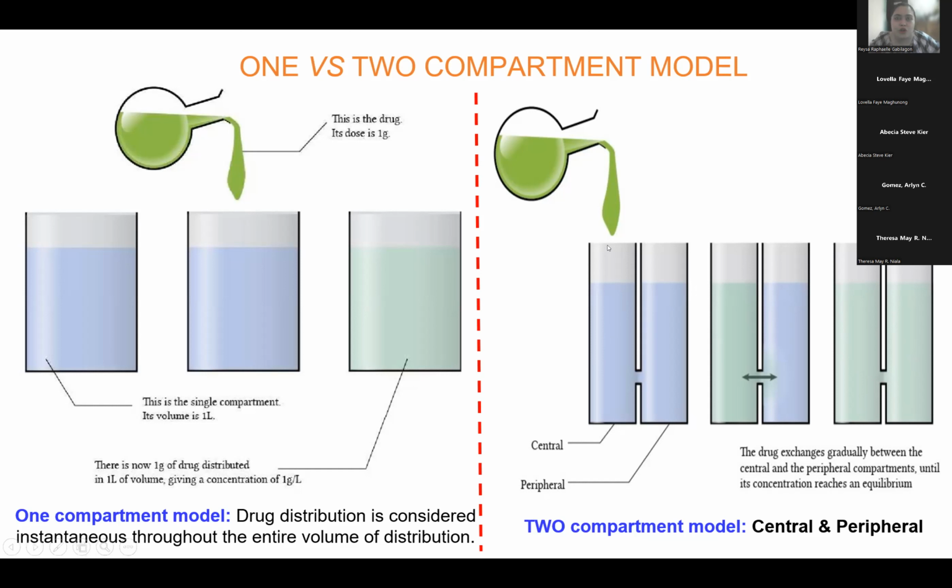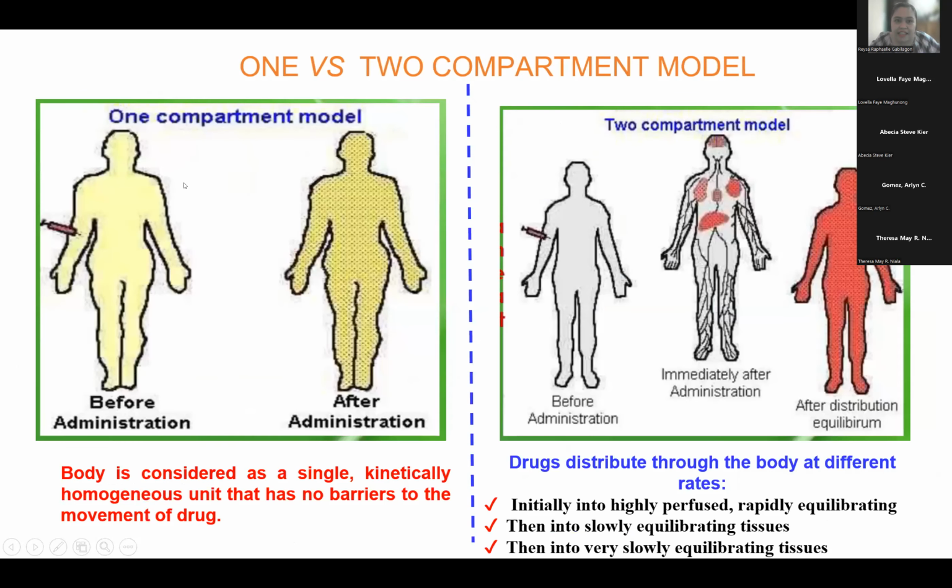So why do we need to know these concepts? This will help us study the pharmacokinetic profile of the drug, and help us determine which part of our body the drug is in, how long it stays, and its elimination. And we can predict as we study the two types of compartments.